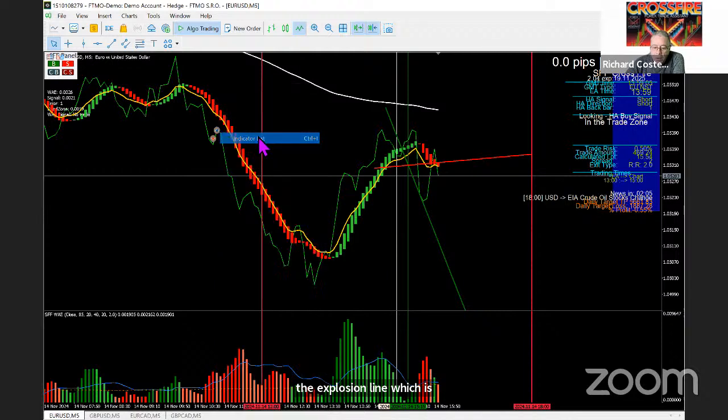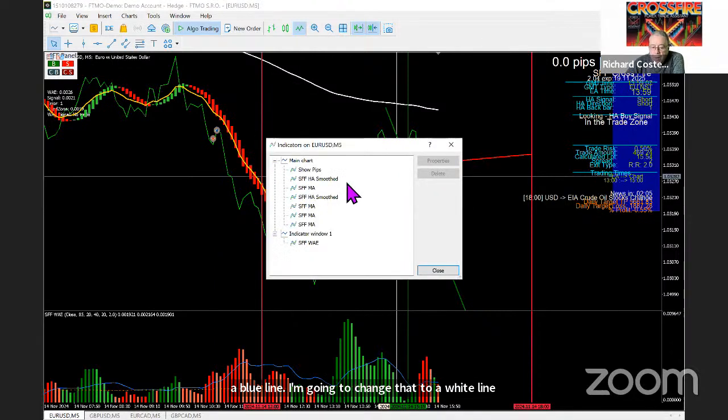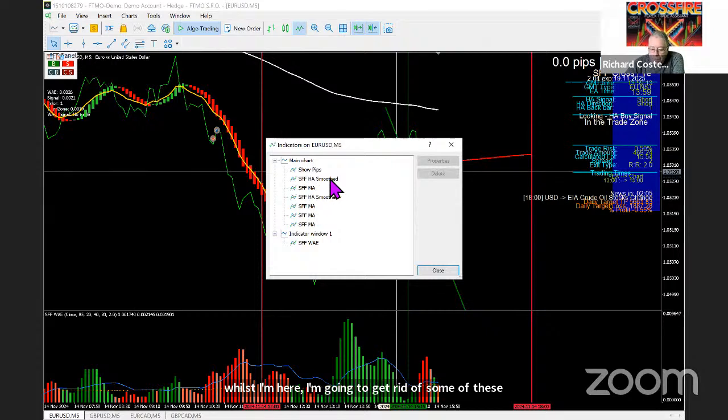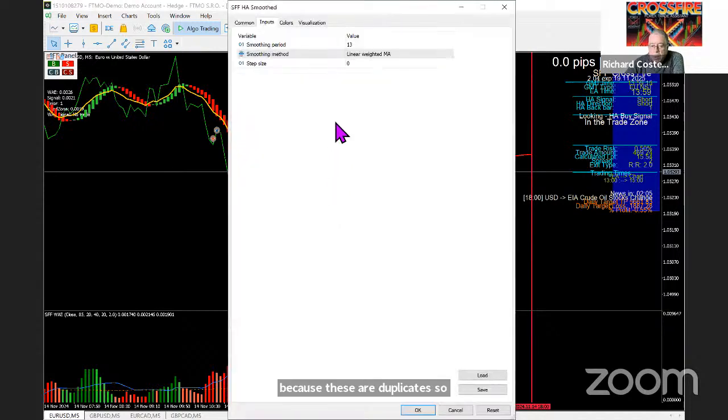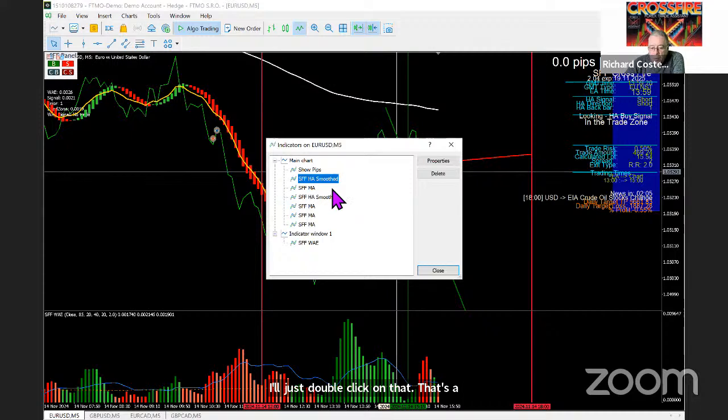I go to indicators. Whilst I'm here, I'm going to get rid of some of these because these are duplicates. I'll just double click on that. That's a 13. Sorry, that's the Heikin-Ashi smooth that I want to keep.